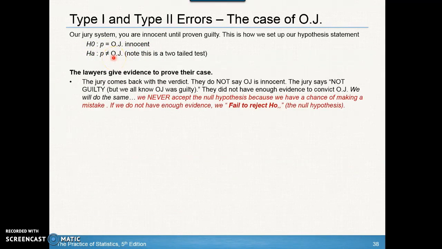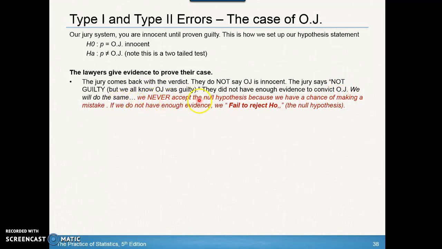The lawyers give evidence to prove their case, and the jury comes back with a verdict. They did not say O.J. is innocent. They didn't say, we have full evidence to say that he's innocent. They said not guilty. We all knew O.J. was guilty, but the jury says not guilty, and that's not saying that he's innocent. That's just saying they don't have enough evidence to prove that he is guilty. They didn't have enough evidence to convict O.J.